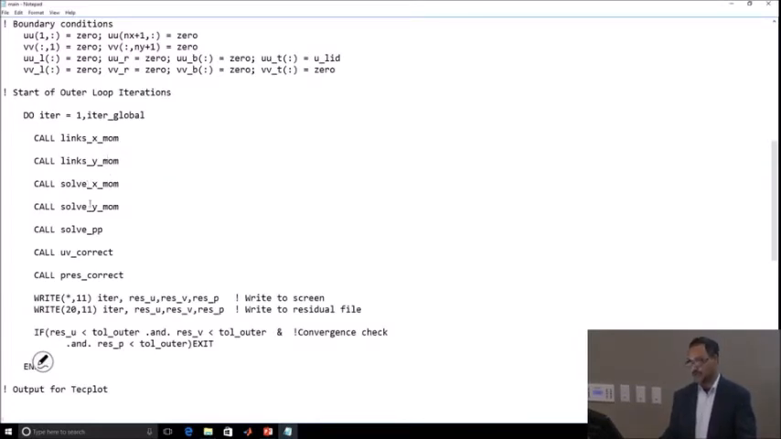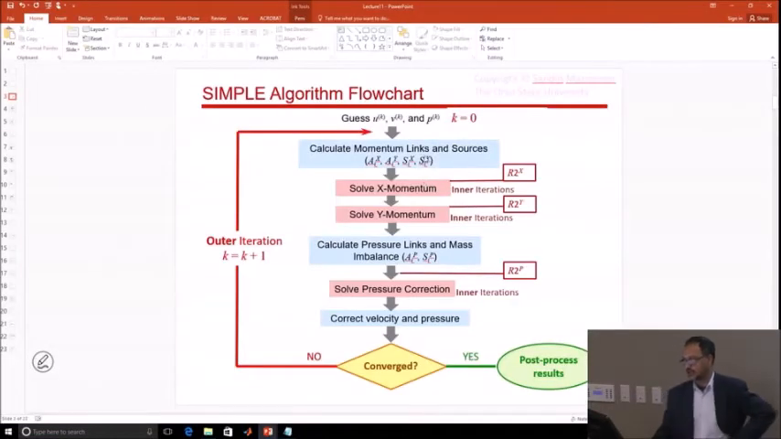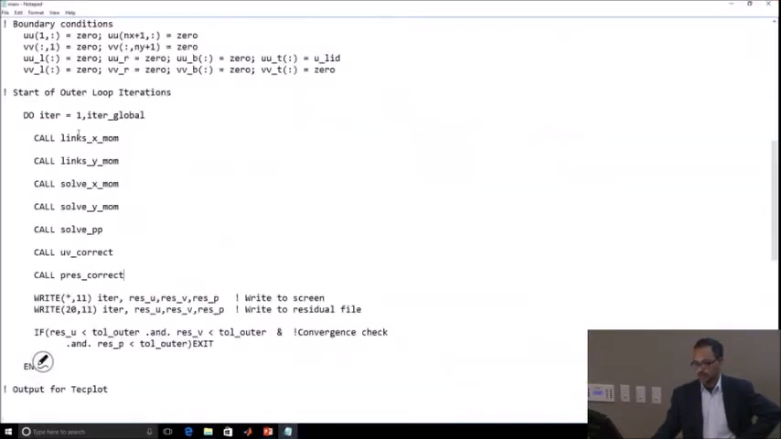And then you solve your x momentum, solve your y momentum, solve your pressure correction. Now, ideally, you could have another procedure here which calculates the link coefficients and the sources for the pressure equation, but I have done it inside this itself. And then you correct your velocity, correct your pressure, and then you write out whatever stuff, and right here you check for convergence. So that is exactly what we have here. You calculate links, solve x, solve y, solve pressure correction, correct velocity and pressure, check for convergence. So there is a one-to-one relationship between what I have there in the algorithm and what I have here.